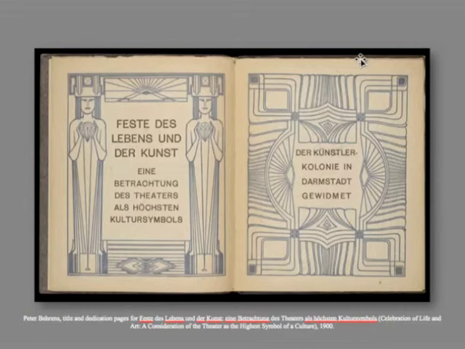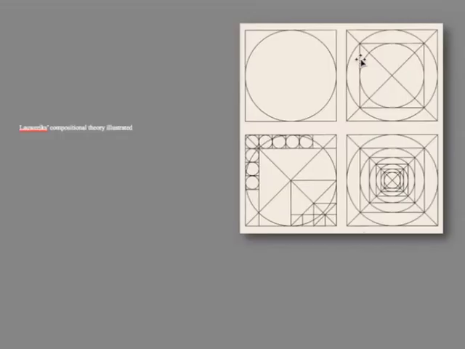Behrens' work is an example of how design is inspired by other disciplines, not just other movements within the design genre, in this case geometry, mathematics, and philosophy. So this is the circle in the square, and these diagrams illustrate Loweric's compositional theory that elaborated grid systems from a square circumscribed around a circle.